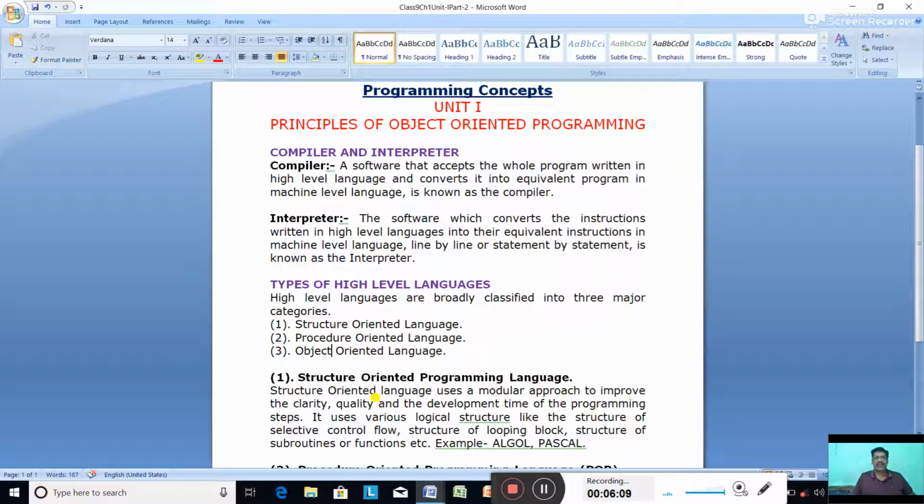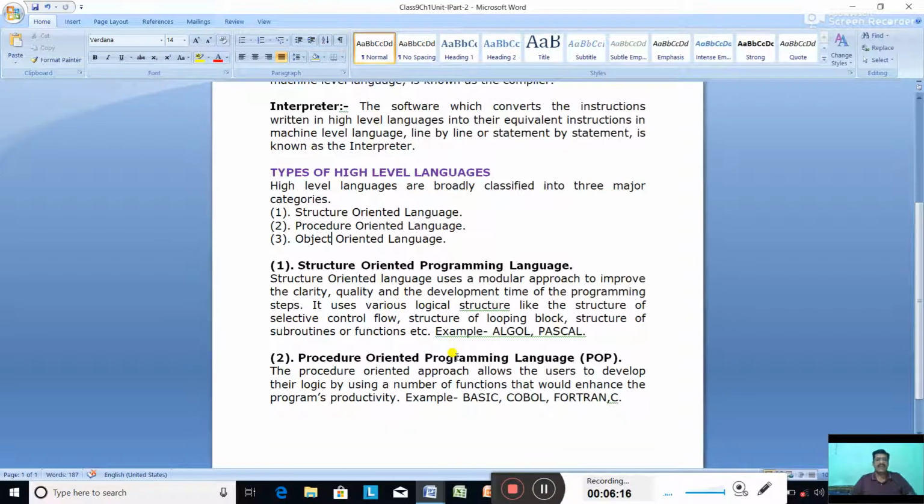Okay, object-oriented programming language. Now let us see one by one. First one, a structure-oriented programming language. A structure-oriented language uses a modular approach. It is written using different modules to improve the clarity, quality, and the development time of the programming steps. It is easy to write. It uses various logical structures like the structure of selective control, the selective if statement, the structure of looping blocks, and the structure of subroutines or functions.